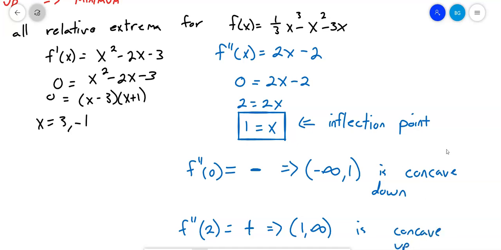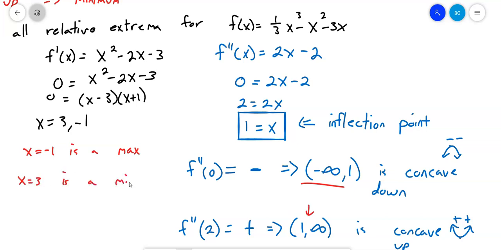So remember, concave down, sad guy. Concave up, happy guy. Which means any critical point in this region is going to be a maximum. Any critical point in this region is a minimum. So what does this mean? Negative 1 is in this region, so negative 1 is a maximum. And then 3 would be in this region, so x equals 3 is a minimum. And I know that just from the concavity.